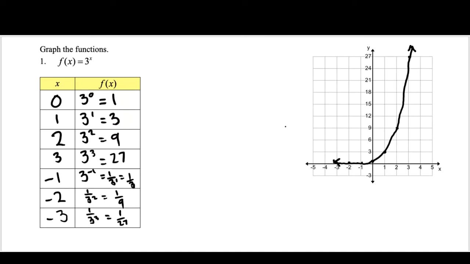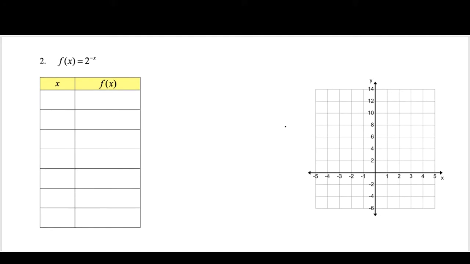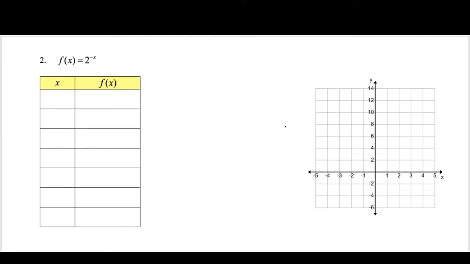Let's do another one. This next one has a negative exponent, 2 raised to the power of negative x. It's also worth pointing out that, because of some of the fundamental properties of exponents, this could also be written as 1 over 2 raised to the power of positive x. An equivalent way of expressing this would be 1/2 raised to the power of x. So the base is 1/2 and the exponent is x.